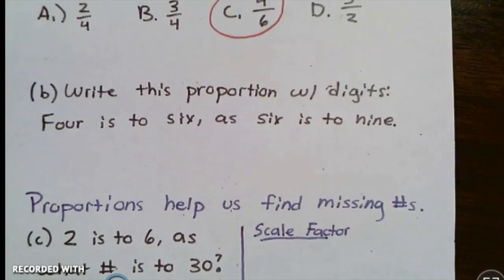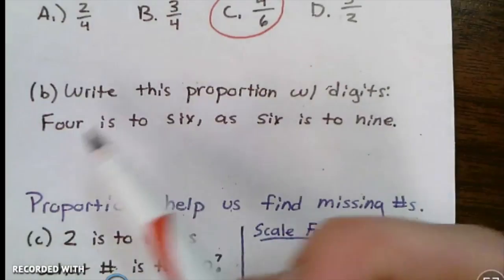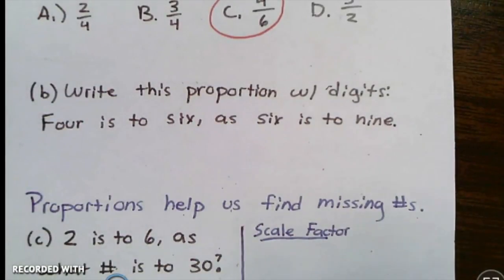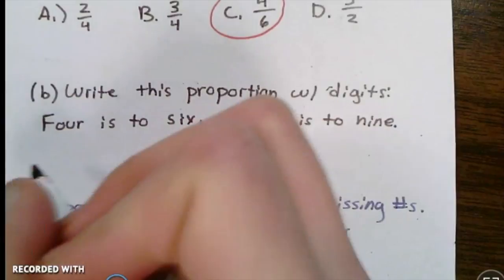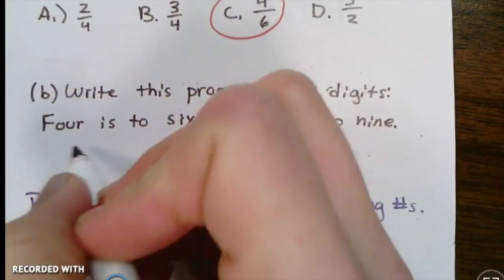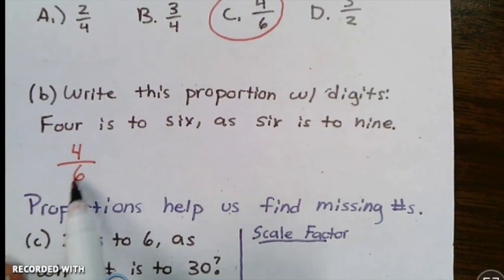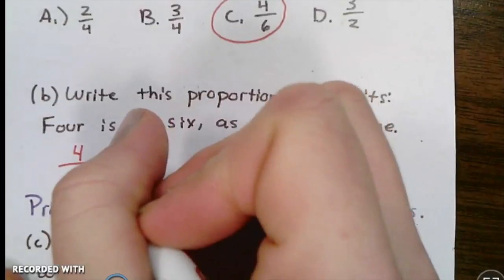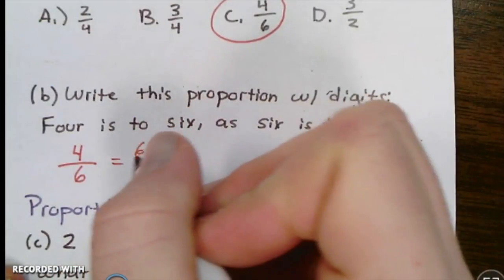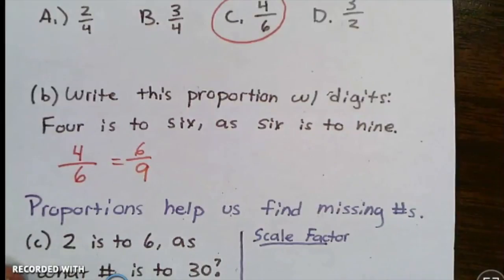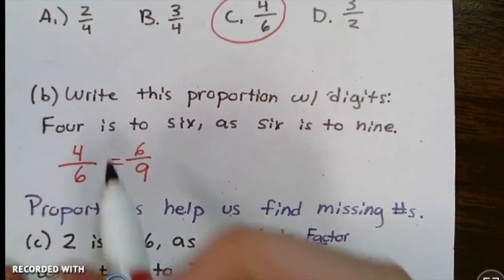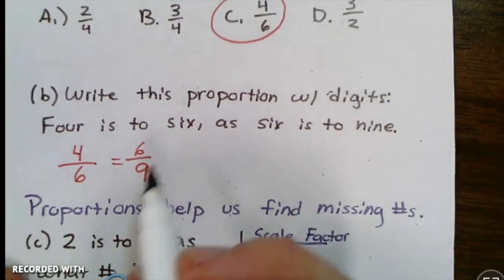Example B, write this proportion with digits. I want you to try this off to the side and then hit play and see if you did it right. Using the example above, you should be able to figure this out. 4 is to 6. This is showing me that 4 and 6 are related some way. That's why they're in the same fraction, because they're related to each other. So 4 is to 6 as 6 is to 9. Okay, this is a proportion.